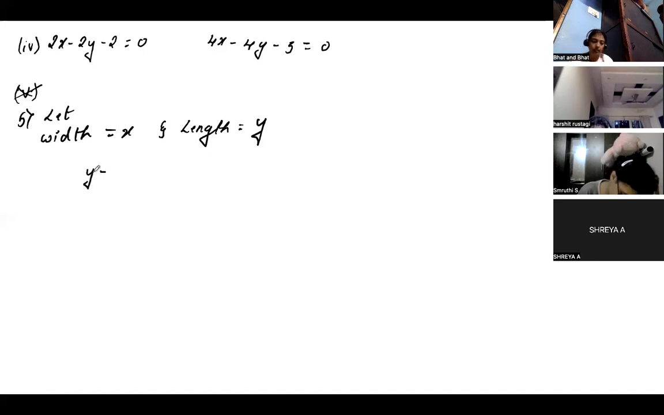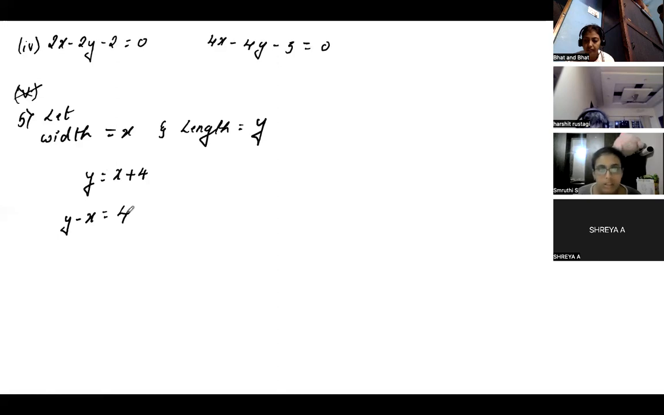The actual condition given here is length. Length is y. It is 4 meter more than width. Correct? If width is x, then it is plus 4 meter. If you do, then that will be equal to length. Then how can we rewrite the equation? We can rewrite the equation like this. Y minus x is equal to 4. This will be your first equation.